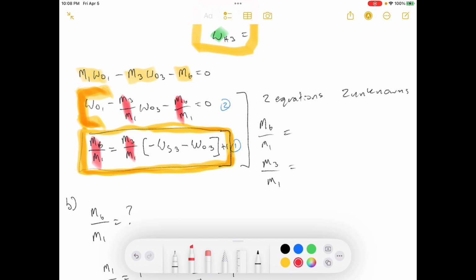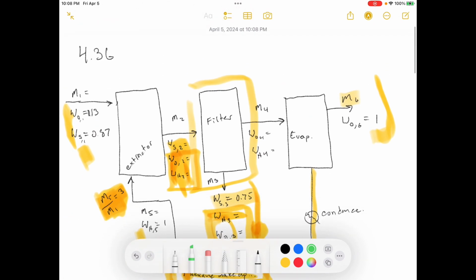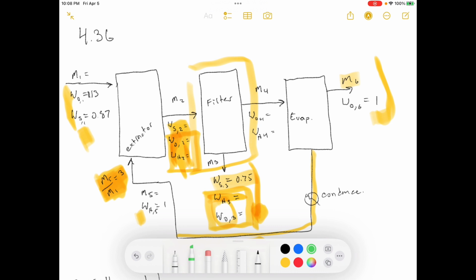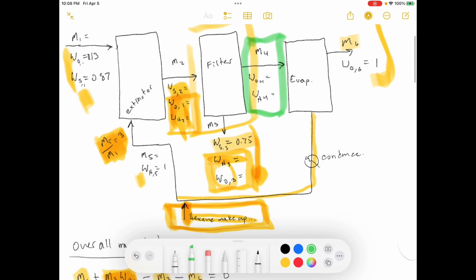Substitution, using linear algebra, whatever. So now those are good to go. We know those. Okay. Now I did not solve for stream 4, but we don't really need all of these to solve the rest of the problem. So I just didn't solve for those ones.